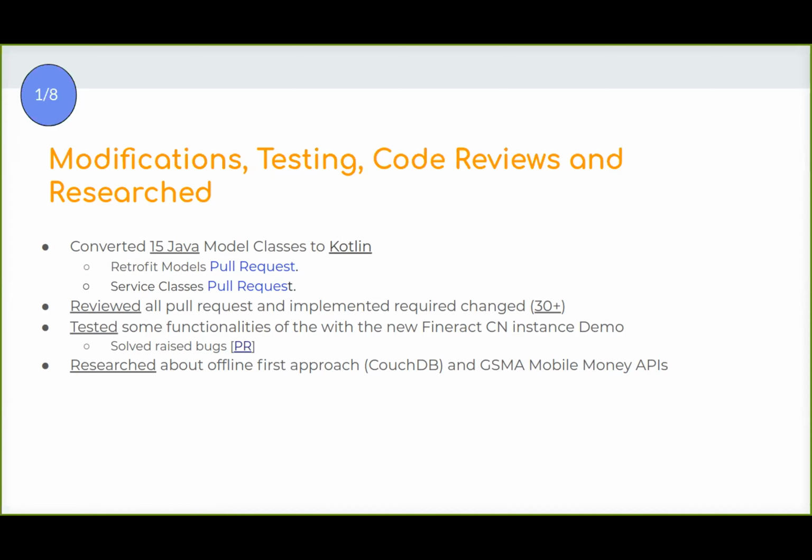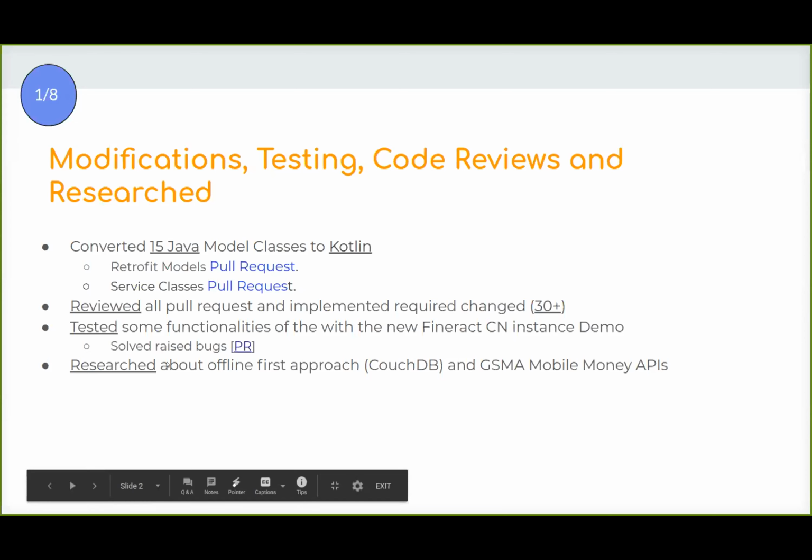And also for around 10 days, I reviewed all pull requests. In our project, there were more than 30 pull requests. I went through all of them and implemented the required changes. I also requested changes on other contributors' pull requests, and they had a very good response and implemented those changes. I also tested some functionalities of the app with the new Fineract instance demo, because our application has been built with a mock layer of data. There were many null pointer exceptions and other crashes, so I solved them and raised the PR for that. We can go through this later.